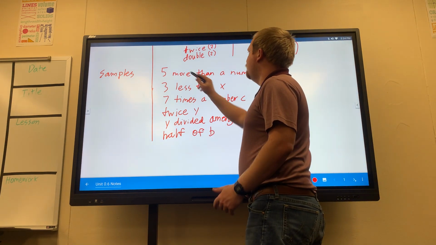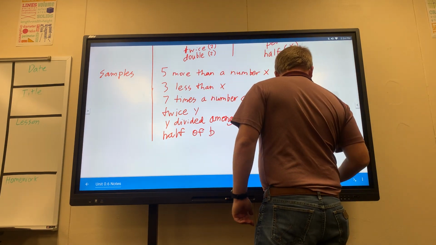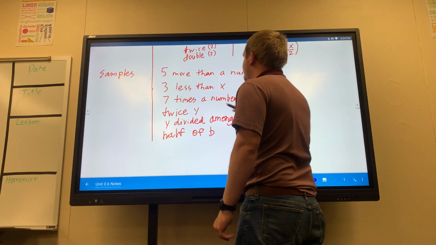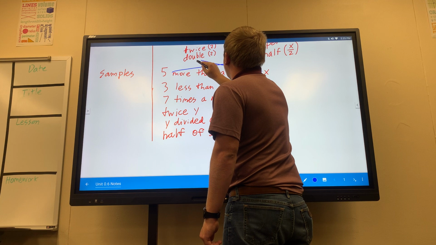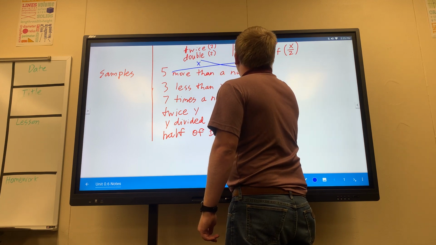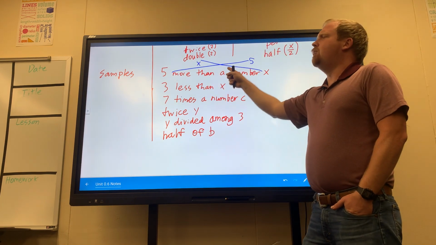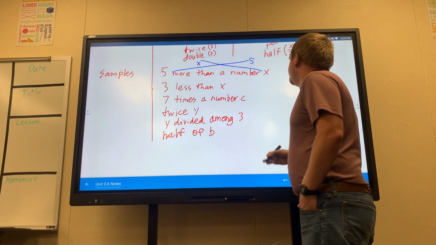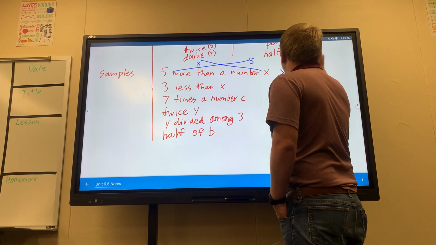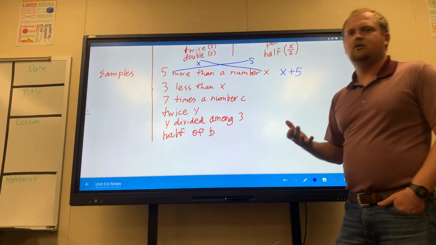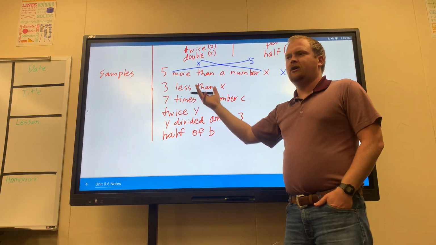So what I want to do, and I'm going to do it in blue so that way you see the difference, is switch these two out to get x and a 5. And of course I know more than has to do with addition. So I'm going to say x plus 5. Okay? Less than works the same way.